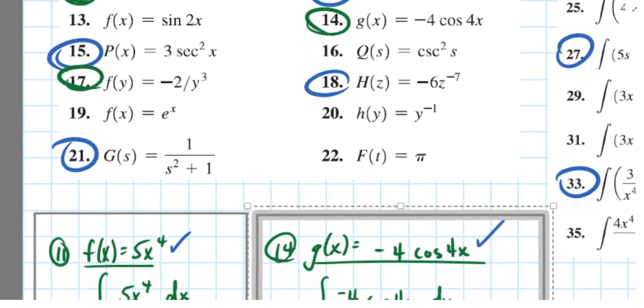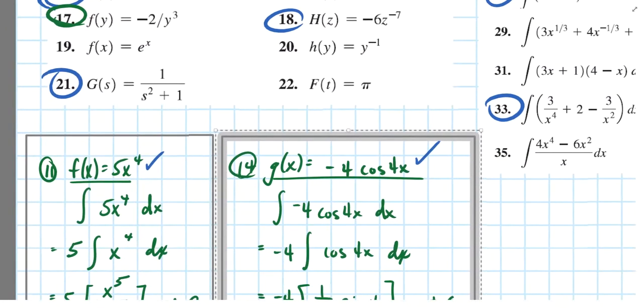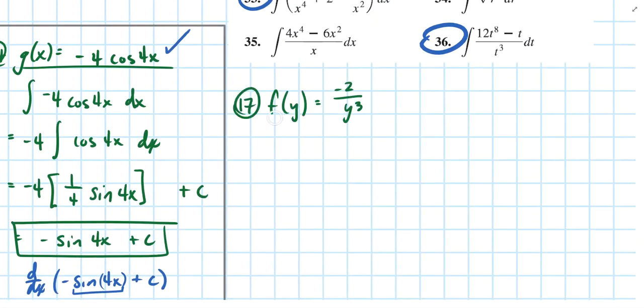Okay, how about 15? 15 is yours, so let's try number 17, negative 2 over y cubed. And this equation is kind of interesting because it's a function built on the variable y. That's okay, it's just a bit unusual. One thing that I'm probably going to do here is rewrite this function as a product of a variable with a negative exponent. That'll fall in line a little bit better with the antiderivative rules that we've practiced so far.